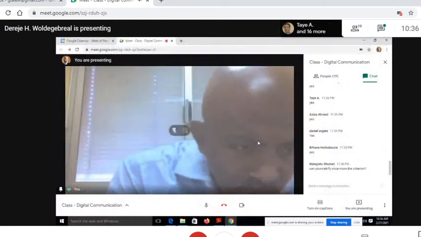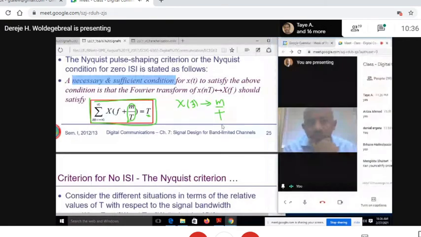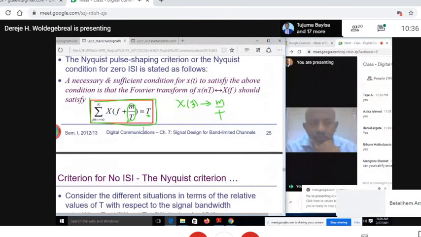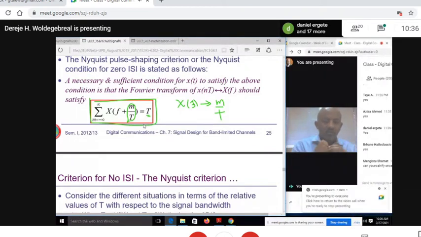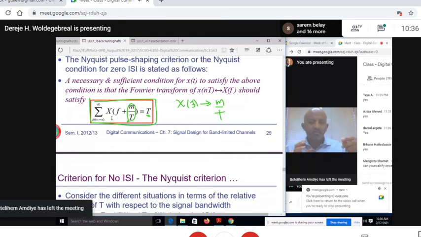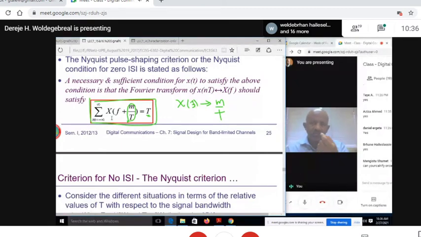Can you clarify once more the criterion? I will try my best. Okay, so what this criterion says is the following. You have x of t, and in the frequency domain x of f. Okay, so you have x of f, and you shift it by f plus m over capital T in the frequency domain. The shift is m over capital T, where m is discrete.